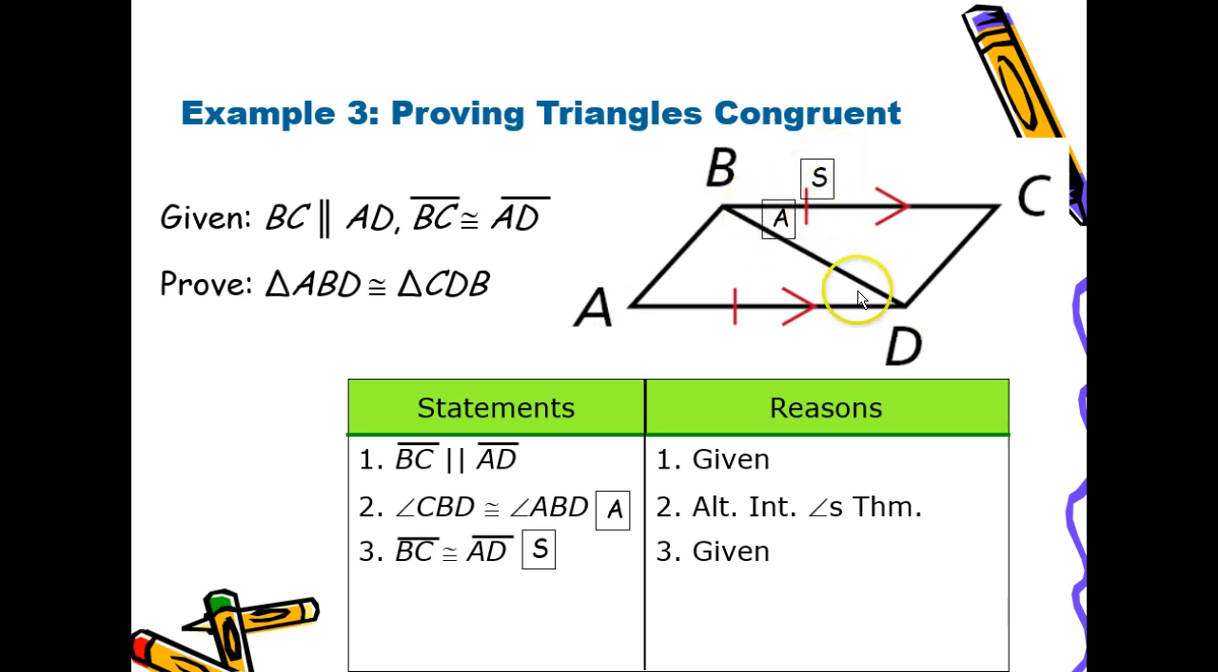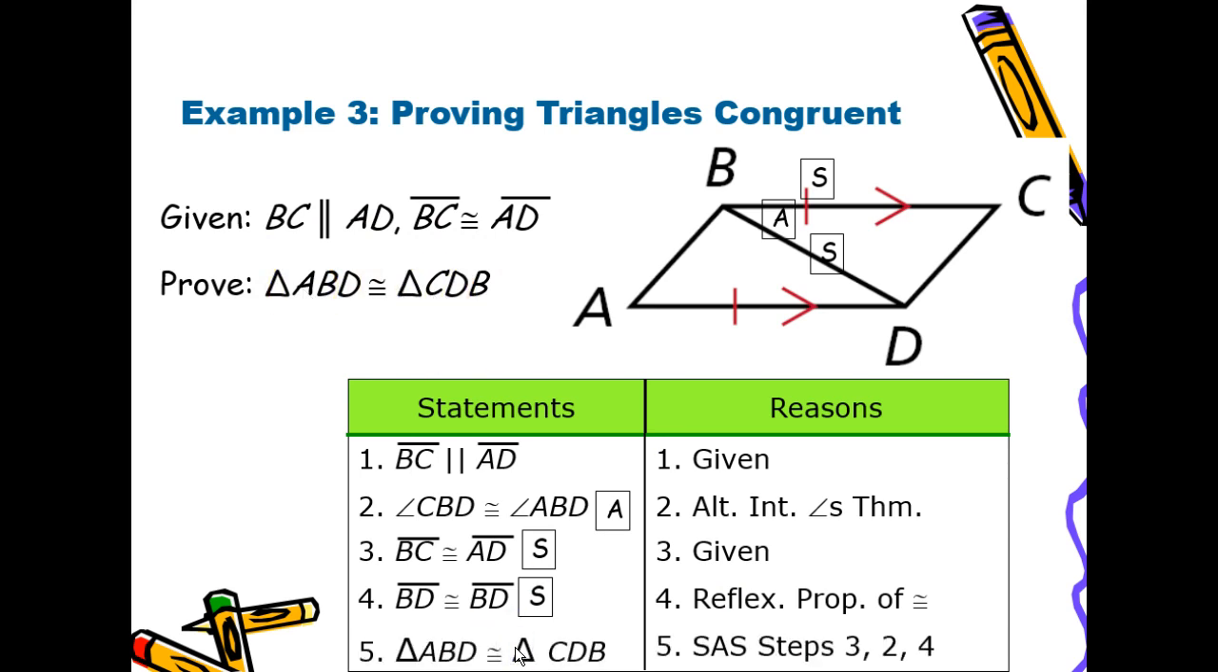Once again, we see our shared side. We reference that shared side by writing it out as a statement. We use reflexive property. We put an S, and we put the S in the picture here, and you'll see that it's clearly SAS triangle congruence. When you're finished with these kind, you really need to go back up to the proof statement and copy the proof statement. Copy these two triangles and say that they are congruent using SAS. I said steps 3, 2, and 4 because those were SAS in that order.